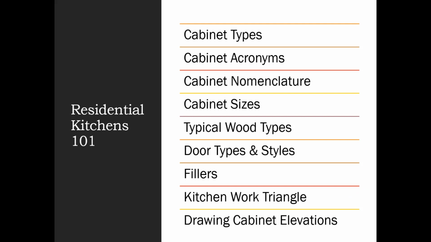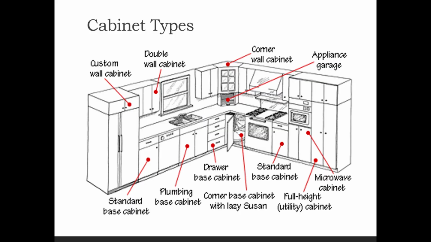I am going to explain a bit about cabinet types, their acronyms, their nomenclature, sizes, wood types, door types and styles, explain what fillers are, a little bit about the kitchen work triangle, and how to draw cabinet elevations. The first thing I want to show you is the different cabinet types. This illustration really helps me show you the cabinets while I talk about them.